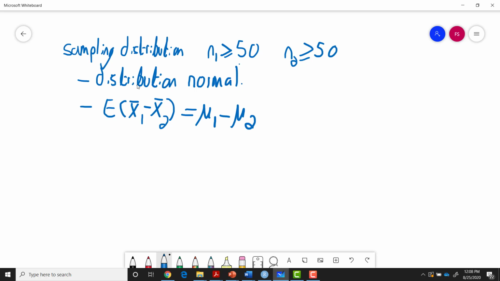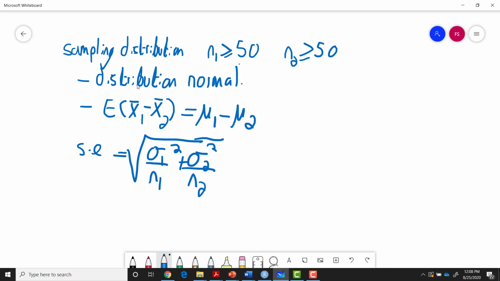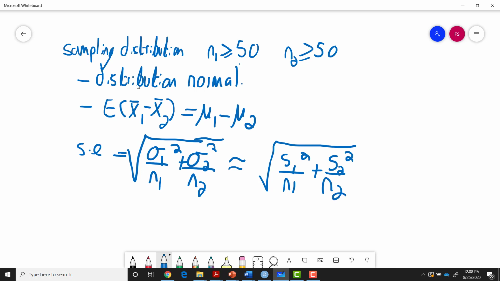And the standard error is going to be, now all this is just some way of combining the standard error for the two distributions. Think of it as almost like an average of the error between sigma 1 and sigma 2. And of course, if we don't know the population values, then we're going to use S1 squared over N1 plus S2 squared over N2. So that's the standard error of the distribution.